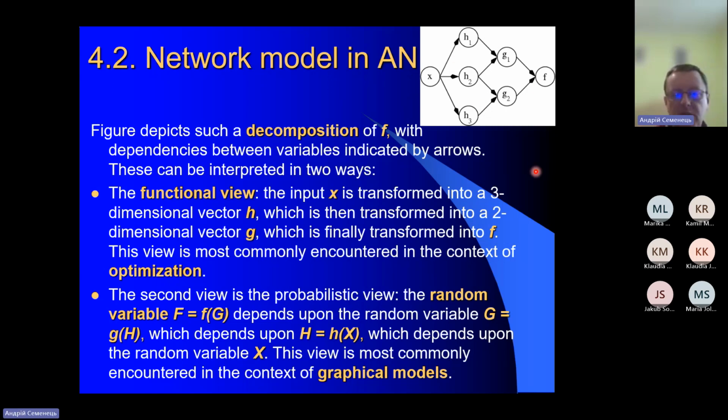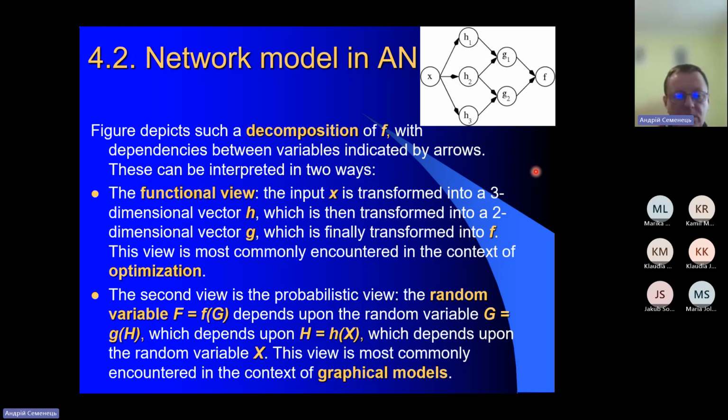Here we have the composition of functions which depend on various variables, indicated by arrows. From the functional view, X is transformed into a three-dimensional vector H, which is then transformed into a dimensional vector G, and finally transformed into our output F. So it's viewed mostly in the context of optimization. And the second view is the probability view. The random variable F depends upon the random variable G, which depends upon H, which depends upon the random variable X.